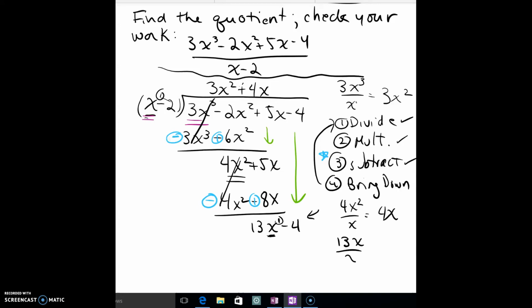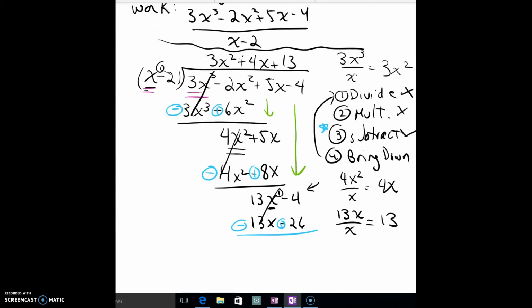So 13x divided by x is the same thing as saying 13. So we're going to add 13 over here. Now that we're done with dividing, we want to multiply. 13 times x minus 2 is 13x minus 26. Took care of multiplying. Subtract again means to change signs. So we're going to change signs on both of these guys. This becomes minus. This becomes plus. And the highest degree terms cancel. Again, that will always happen if you're doing long division of polynomials correctly. And we have negative 4 plus 26, which is 22.